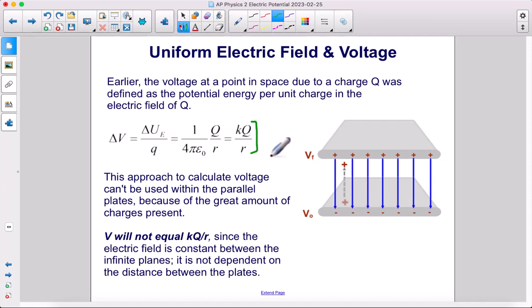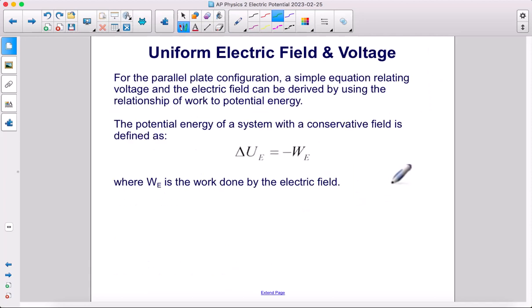This approach to calculate voltage can't be used within the parallel plates because of the great amount of charges present. Voltage will not equal kQ over r in a uniform electric field. Since the electric field is constant between the plates, it is not dependent on the distance between the plates. Hint: any equation with a k in it is not going to be usable in a uniform electric field.